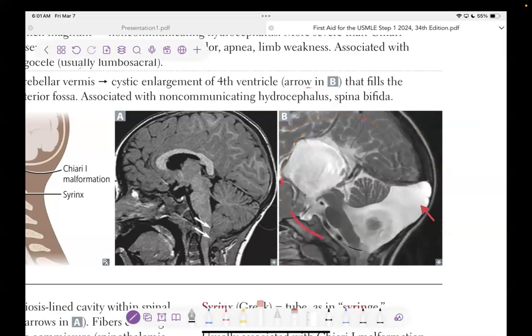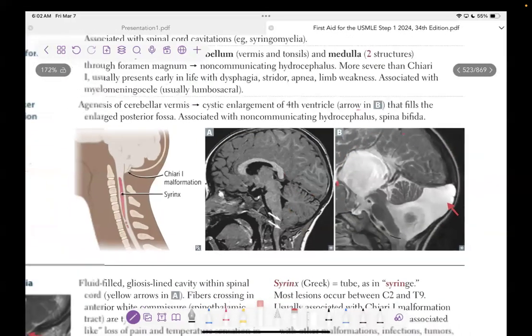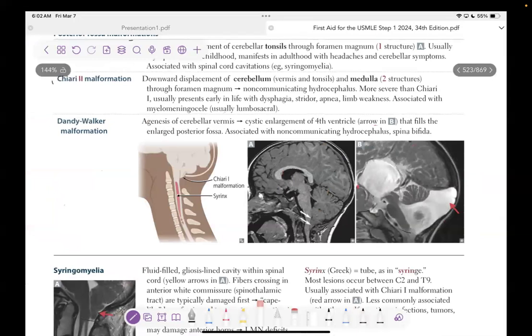So mostly from this part of First Aid, I have usually seen questions on Step 1 and Step 2 that show a photo, either MRI or CT scan, and ask you for the malformation or association. Whenever the medulla and the cerebellum are down, according to the signs and symptoms, you can also understand, even if you don't understand the full picture, because the question says something like the patient has dysphagia, the patient has stridor, so you know that the medulla is also involved. You know that this is Chiari 2 malformation and the association is meningocele.